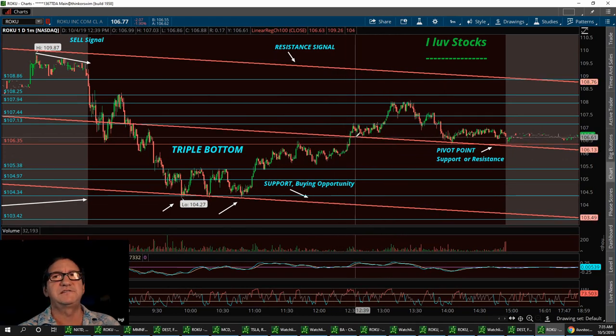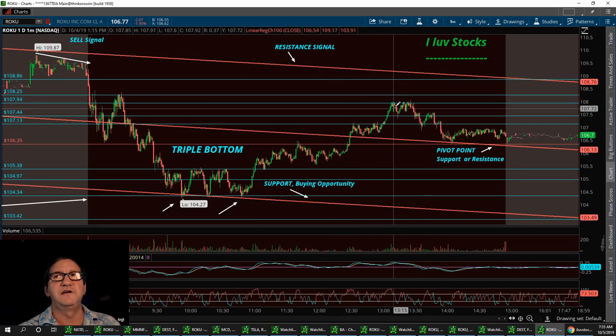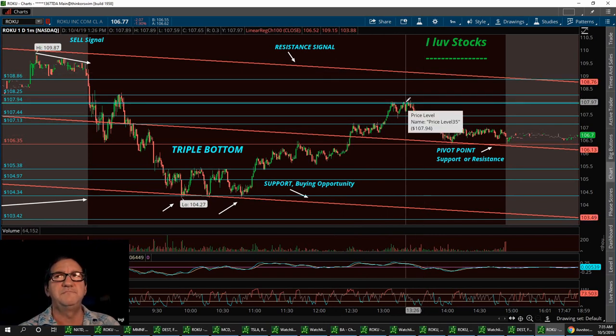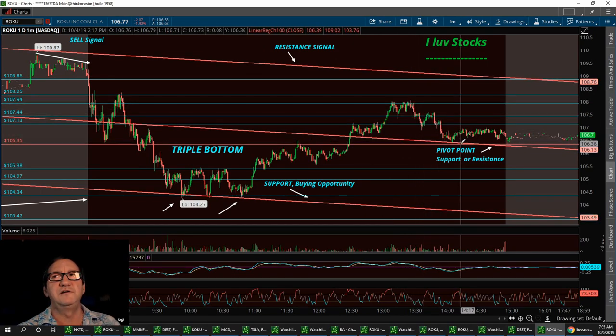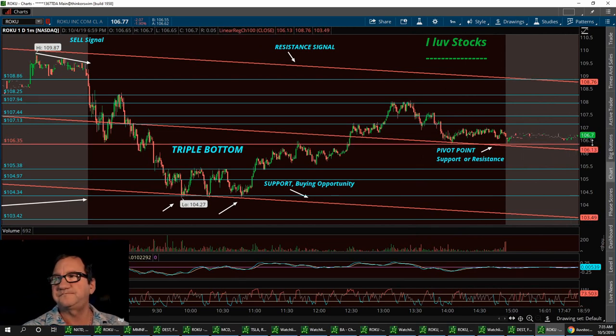If it breaks past that linear channel, you want to try to bring it up to the top line here. But she went ahead and consolidated at a double top, which gave me another sign of weakness. But I went ahead and held the trade, and it pulled back, and then it consolidated the rest of the day. So after hours, we're here at 106.07.